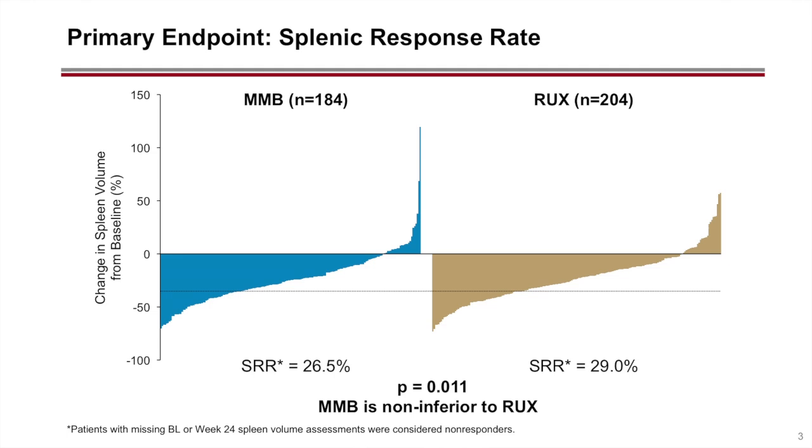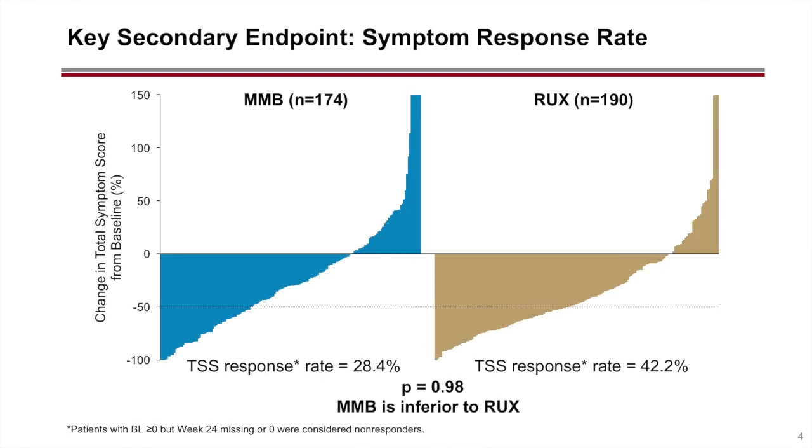The goals of the study were to obtain non-inferiority of momelotinib versus Ruxolitinib for reduction in splenomegaly, improvement in symptoms, and then if both of those endpoints were met, then analysis for superiority in the range of anemia. For splenic response, momelotinib was found to be non-inferior to Ruxolitinib, as shown on this slide, and that was statistically significant. For symptom response rate, however, momelotinib was found to not be non-inferior, i.e. it was found to be inferior to Ruxolitinib for symptom response.